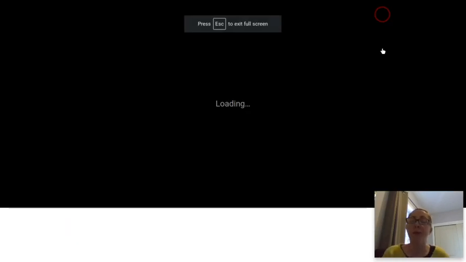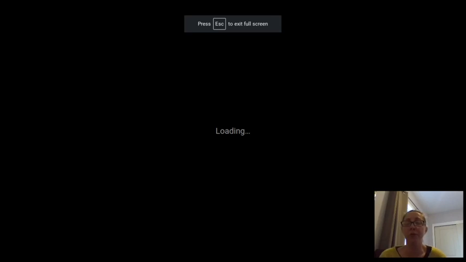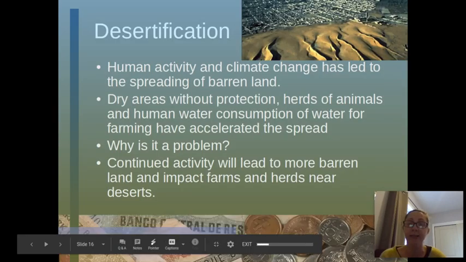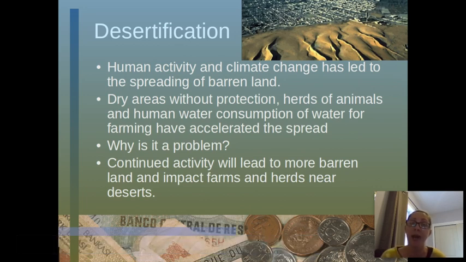So what we've seen is over the last several decades, human activity has increased land becoming barren. These are dry areas. There's very little protection. Herds of animals and human water consumption has made it harder to farm, and it has caused an increase in the spread of these issues, leading to what they call desertification. And essentially, if nothing's done, we're going to have more and more barren land, which can impact farms, herd animals, and make it more difficult to produce more food.